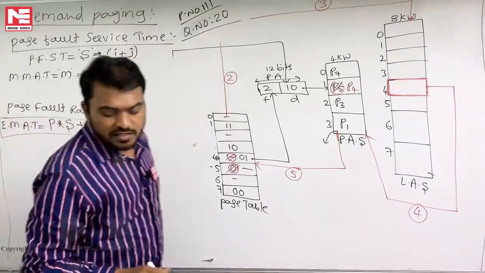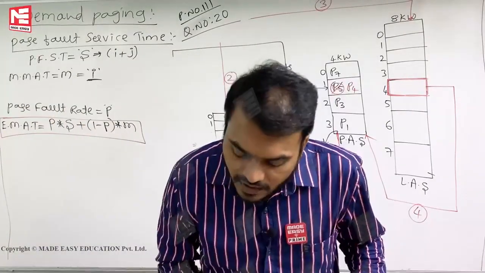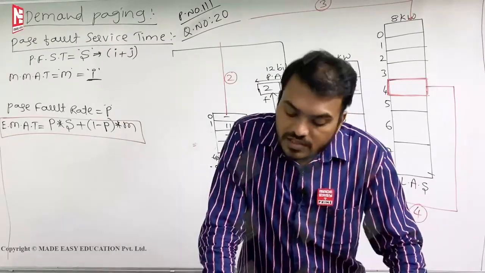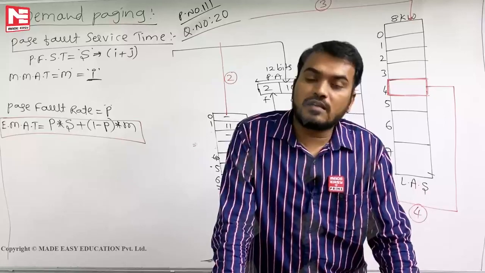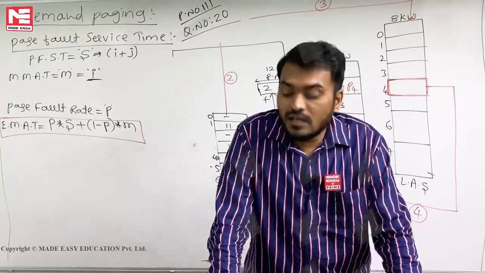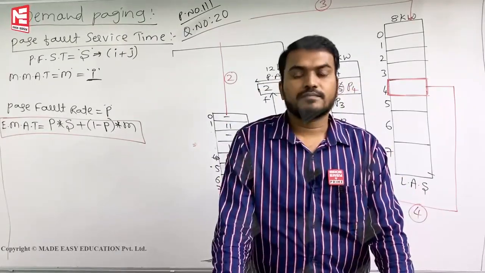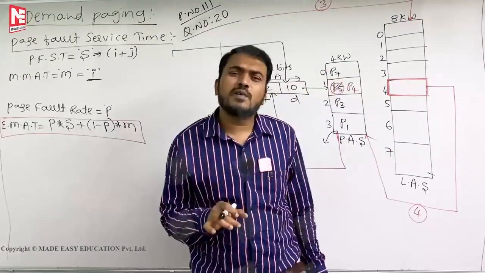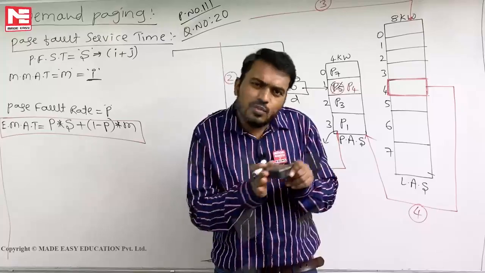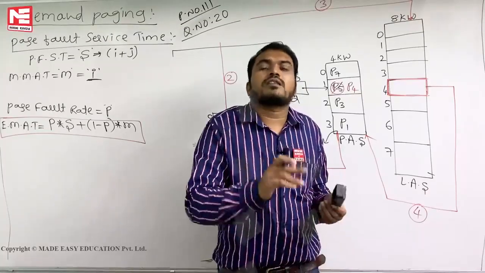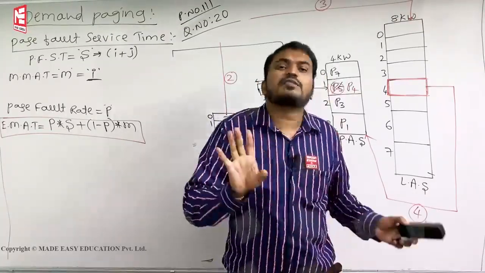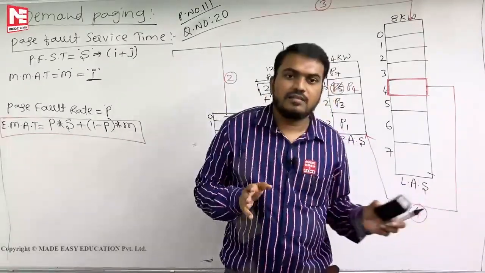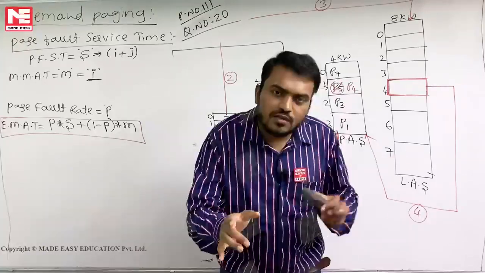Page fault occurs on an average for every k instructions. What is the effective instruction access time? Understand this point here: for every k instructions a page fault comes. For example, for every 10 instructions a page fault is coming. Example I am saying: every 10 instructions a page fault comes.